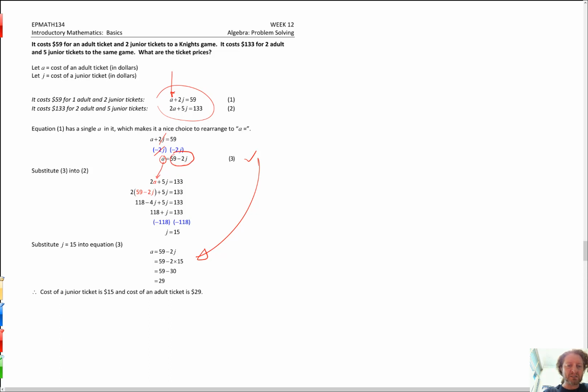Okay, so it's now, instead of 2 times A, 2 times 59 minus 2J. Expand the brackets, 2 59's is 118. 2 times minus 2J is minus 4J. Plus the rest. Minus 4J and a 5J just makes a J. Take the 118 away, J is 15. And then sub J equals 15 into equation 3. We get 59 minus 2 times 15 is 29. We've got a junior ticket being $15 and an adult ticket being $29.